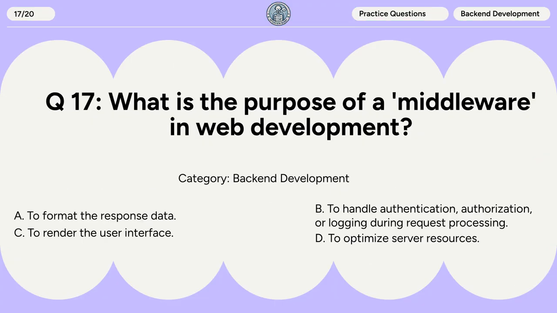Question 17. What is the purpose of a middleware in web development? A. To format the response data. B. To handle authentication, authorization, or logging during request processing. C. To render the user interface. D. To optimize server resources.